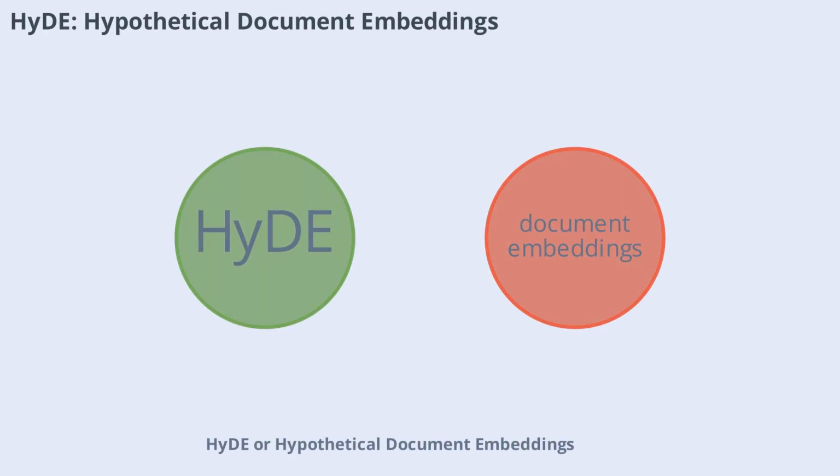HyDE, or hypothetical document embeddings, is a technique where an LLM generates a hypothetical answer to a user's query, even if it's fabricated. This hypothetical text is then embedded and used to query the vector database. Because the fake answer captures the structure and semantics of a proper response, it often improves retrieval performance by matching text to text instead of question to text.